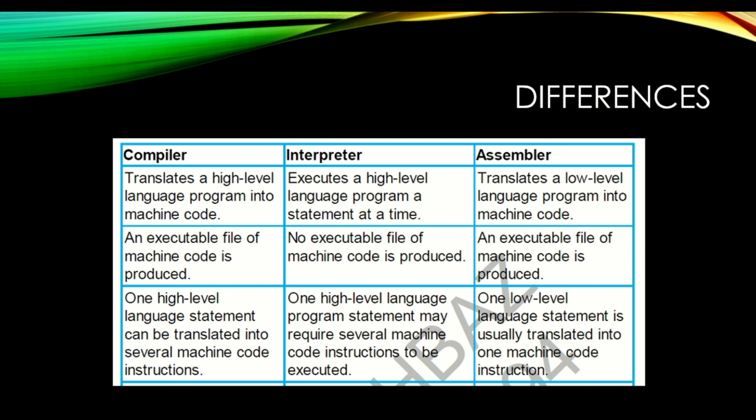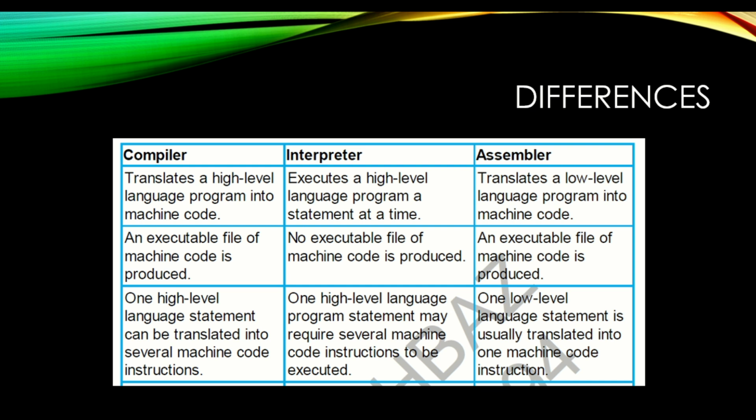Now, you need to remember the differences for the exam. Compiler, it translates a high-level language program code into machine code, whereas interpreter, it does it line by line. It translates a high-level programming language into machine code, but it does it line by line. Assembler takes assembly language, or we can say a low-level language, into machine code.